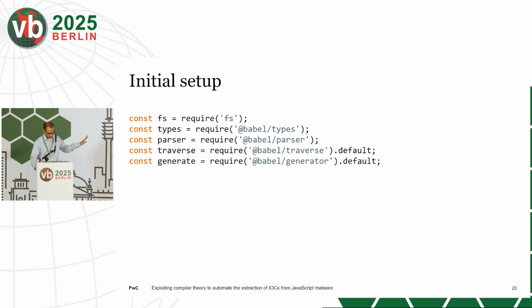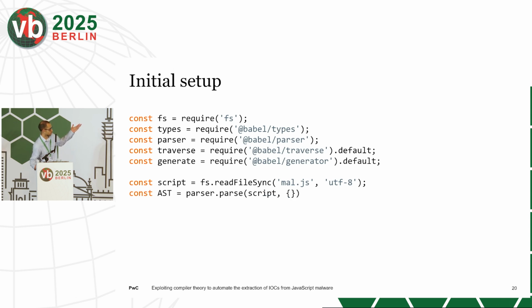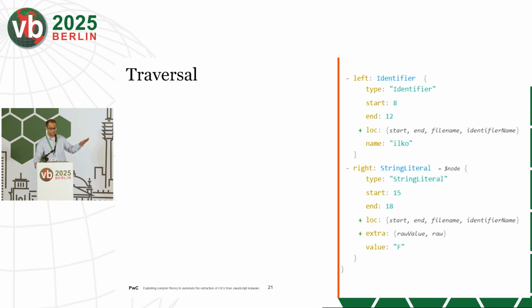That's all our imports. We read the source code file after that. We parse it to generate our abstract syntax tree. And in this case, we're also going to create a global variable that is essentially a hash map or a dictionary to store a mapping from variables to values. So let's actually traverse the tree.